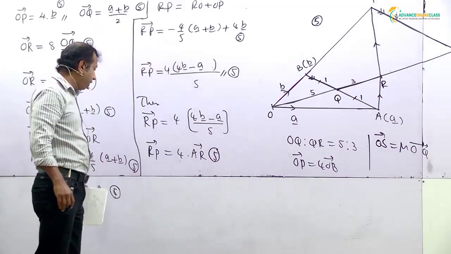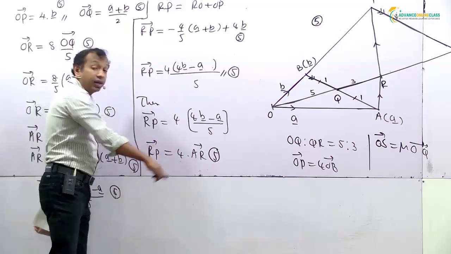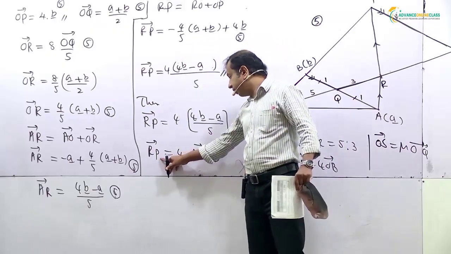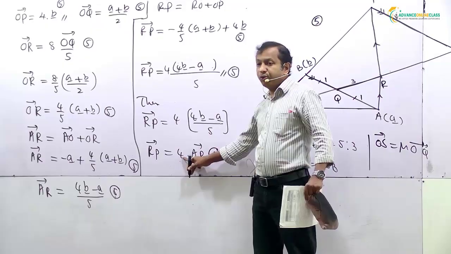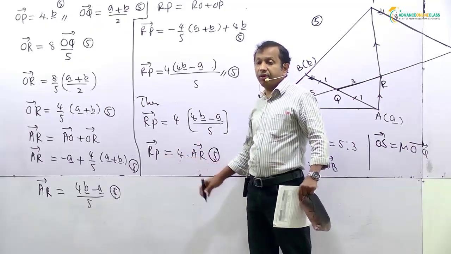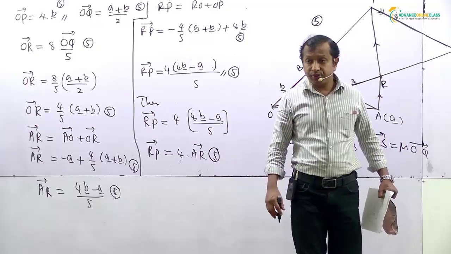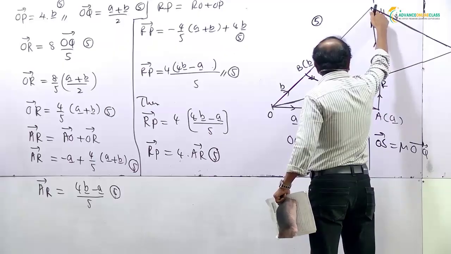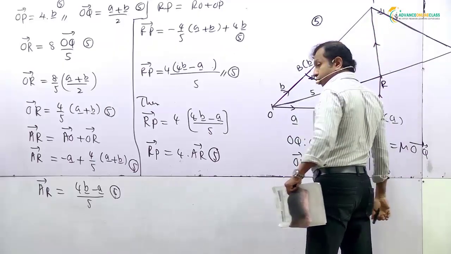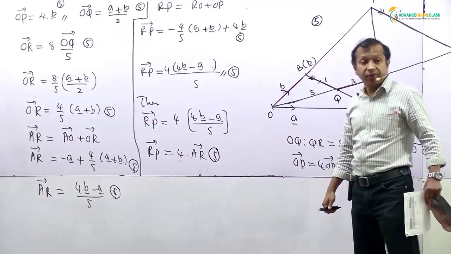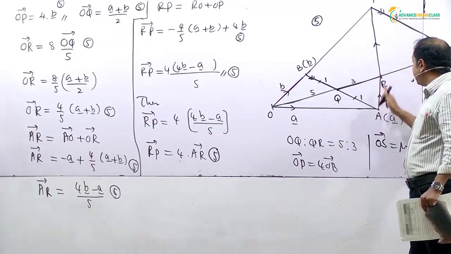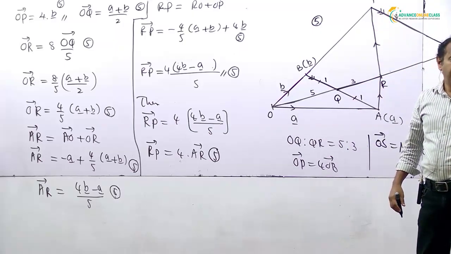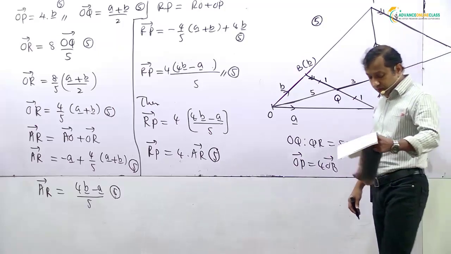Okay. Now, what can you say? RP, AR parallel, no? RP vector equal to 4 times AR vector. When two vectors are equal multiples, what does it mean? Corresponding line segments are parallel. RP and AR should be parallel. What can you say? RP and AR parallel means A, R, P should be on the same line.